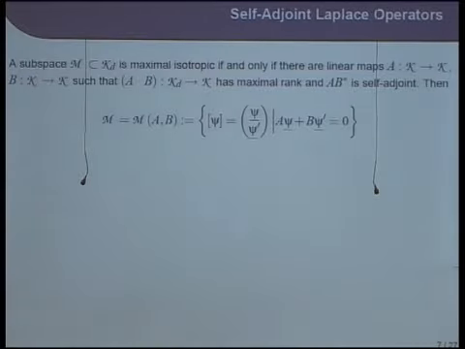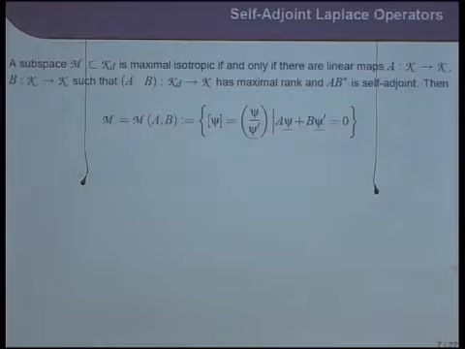So, in principle, the problem is solved. We wanted to describe all self-adjoint extensions of symmetric Laplace operator delta naught. So it's done. The question is, the parameterization with the help of maximal isotropic subspaces is rather inconvenient. We don't know precisely how they look and so on. Perhaps there is a possibility to do this in a more simple manner. And there is one such possibility.